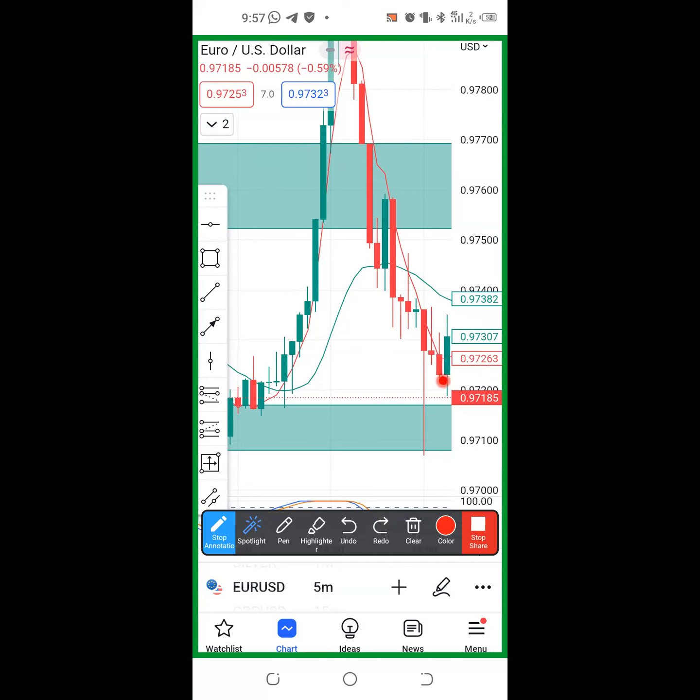I want you to pay attention. This last candle, how can I point it to you? This last candle closed here. It opened here and closed here. Now, at the close of this candle, a new red candle opened here. This new red candle opened here and made its way downwards.